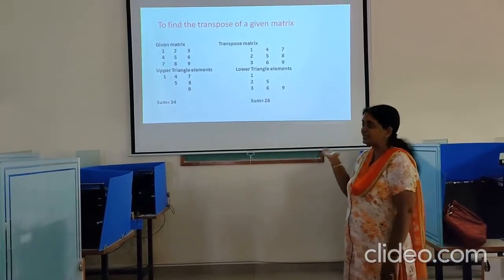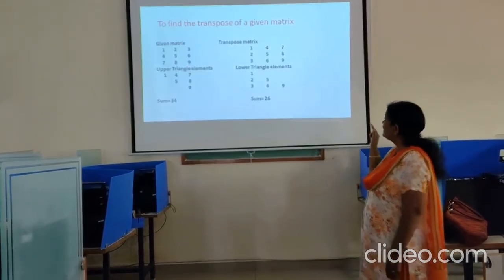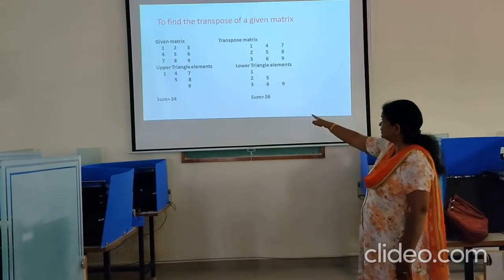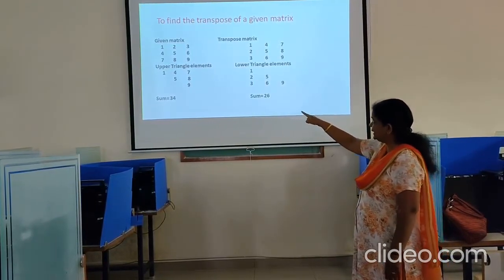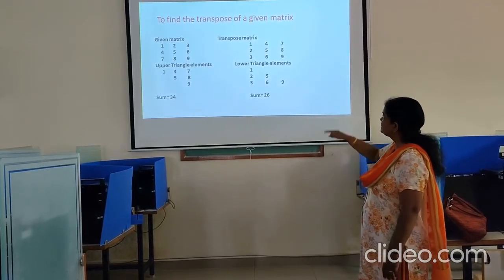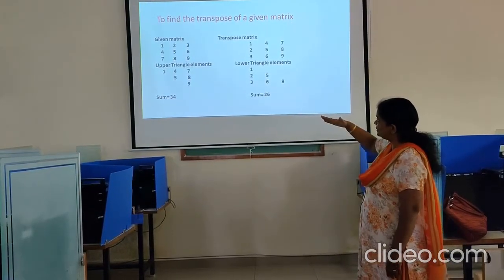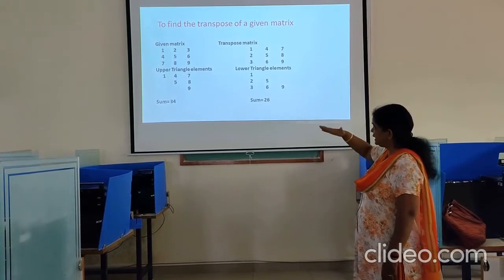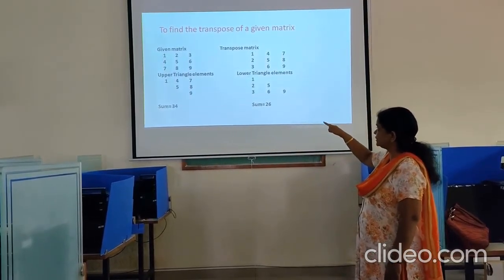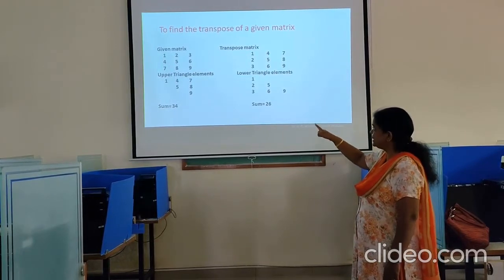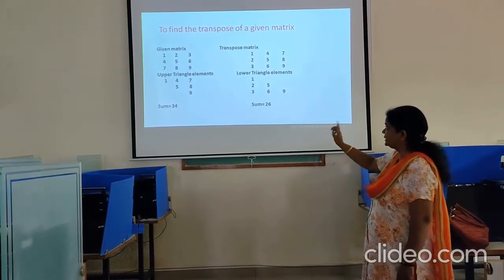And after transposing a given matrix, we have to find the upper triangle elements. Observe there, the upper triangle elements, where we have included even the principal diagonal elements also. 1, 5, 9 is the principal diagonal. So including the principal diagonal and above that, we have to add those elements. That is 1 plus 4 plus 7 plus 5 plus 8 plus 9, that is 34.